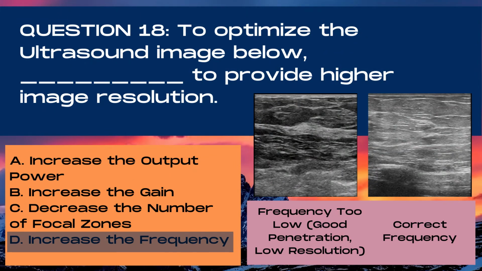Increase the frequency. In the first ultrasound image, the frequency is so low that there's low resolution throughout the image, which could result in subtle or small pathology being missed. The correct frequency setting is used in the second image. In the second image, there's higher image resolution, but still adequate penetration throughout all of the breast tissue.